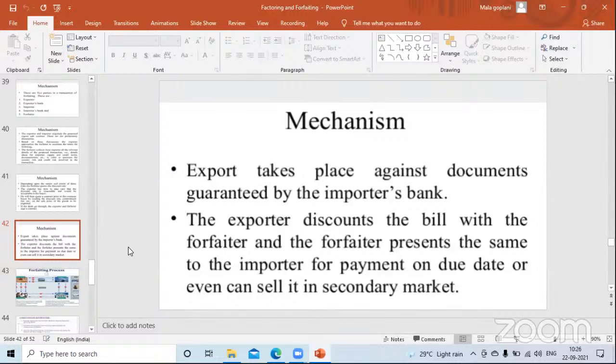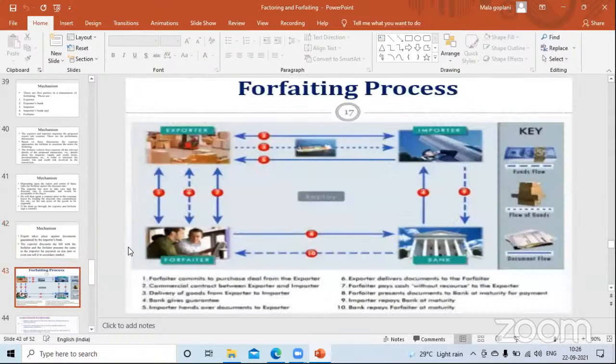And suppose the forfeiter also is not able to wait up to the due date. Then what will happen? He can sell it in the secondary market. He has options, right? Those bills are transferable, negotiable. Okay.